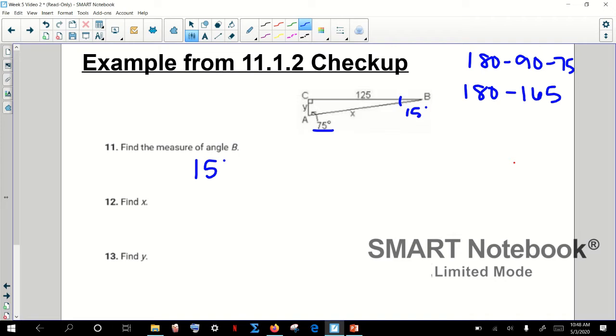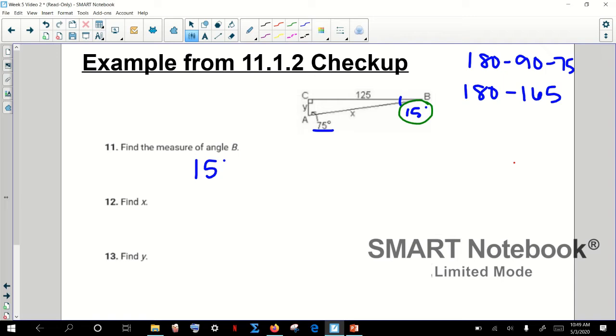Alright, so now that we have all three angles, let's go ahead and find some side lengths. So we want to find x. First you have to pick, am I going to be using 75 as my angle or 15 as my angle? Because remember, depending on which angle you're looking at, it changes which sides are opposite and adjacent, right? Let's say that I want to use 15 as my angle. Let's say that B is my angle that I want to use.